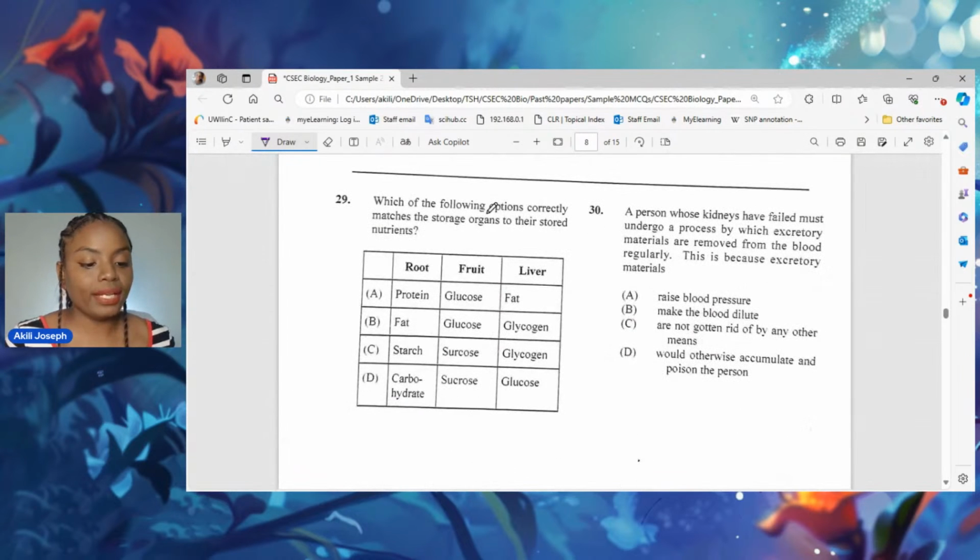29, which of the following options correctly matches the storage organs to their stored nutrients? So we have root, fruit, and liver. What is stored in the root? What is stored in the fruit? What is stored in the liver? So for 29, majority of people C. So you store starch in the root, we store sucrose in your fruit, and glycogen in the liver.